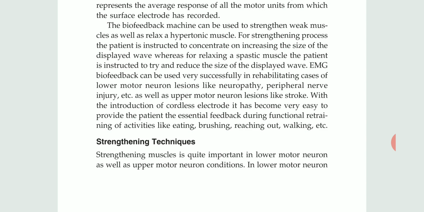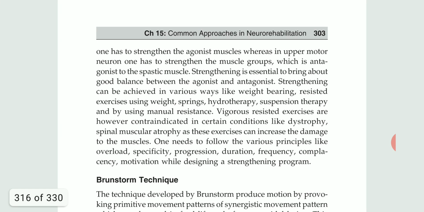Strengthening techniques. Strengthening muscle is quite important in lower motor neuron as well as upper motor neuron conditions. In the lower motor neuron, one has to strengthen the agonist muscles, whereas in upper motor neuron, one has to strengthen the muscle groups which are antagonist to the spastic muscle. Strengthening is essential to bring about good balance between the agonist and antagonist. Strengthening can be achieved in various ways like weight bearing, resisted exercises, using weights, springs, hydrotherapy, suspension therapy, and by using manual resistance.